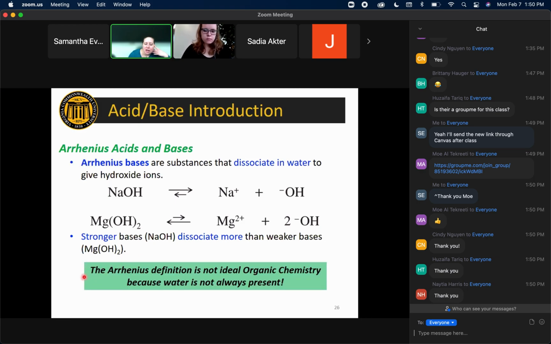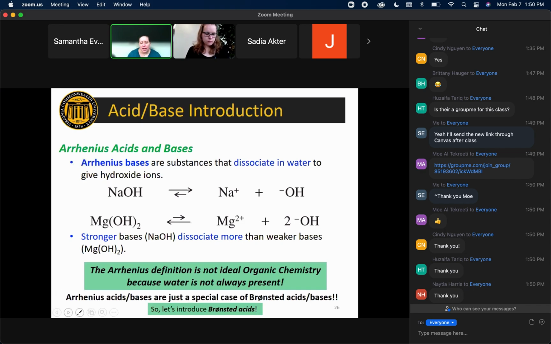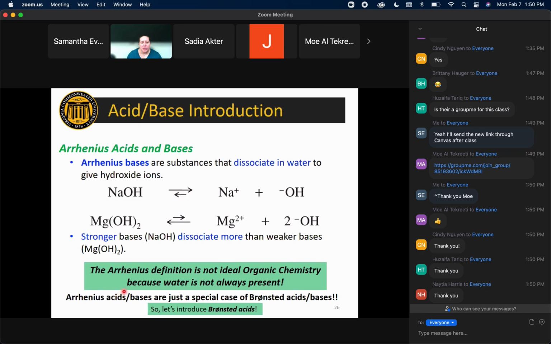The last comment I want to make today is that this Arrhenius definition of acids and bases is not great for organic chemistry, because usually we're using organic solvents and not water. So we're going to be focusing instead on Bronsted acids and bases, because that's the more generalized case of Arrhenius acids and bases. I'm out of time, so I'm going to stop there, but I can take a couple of questions.